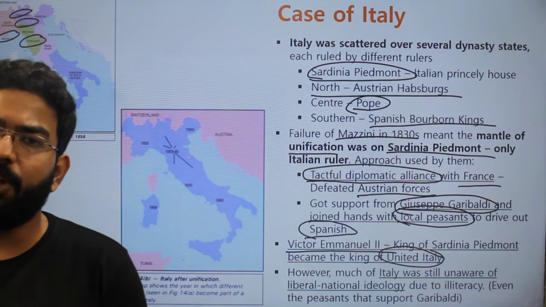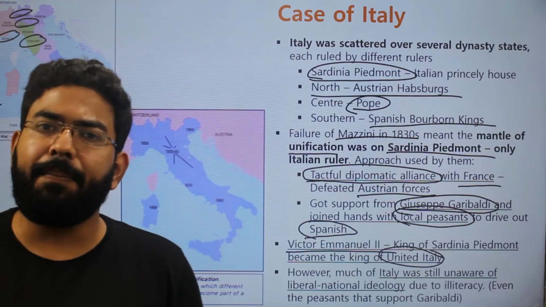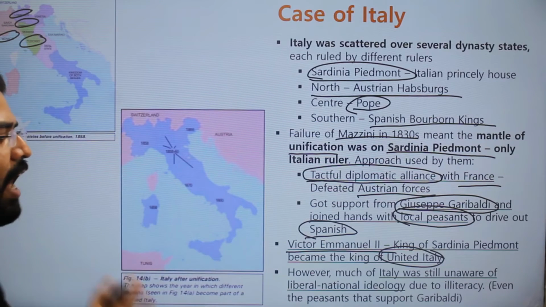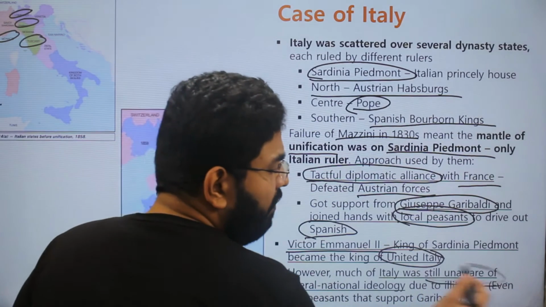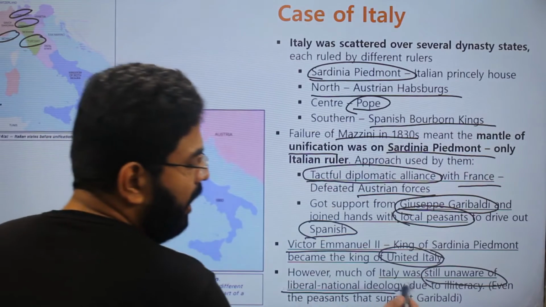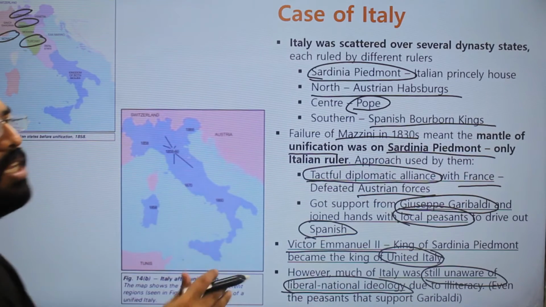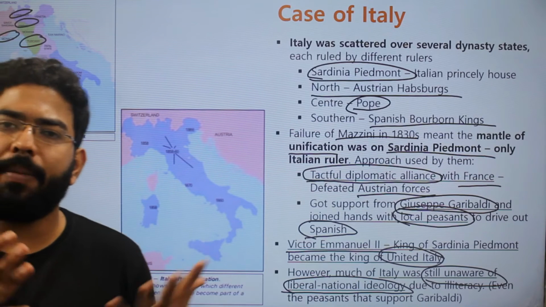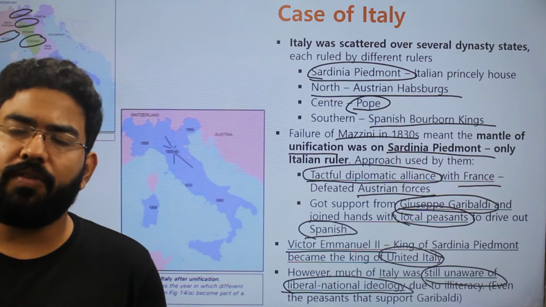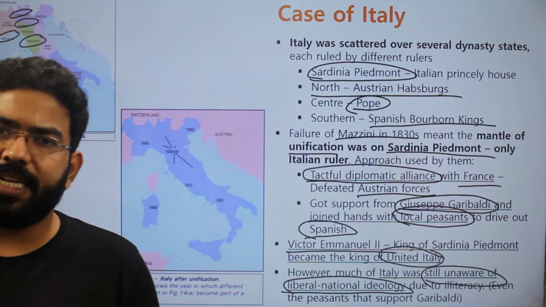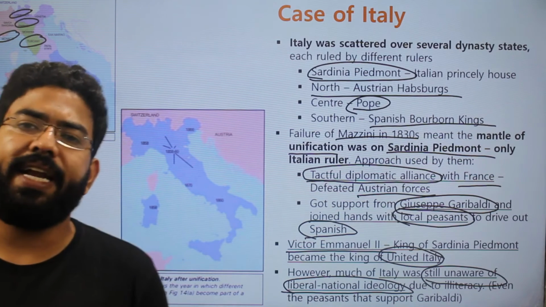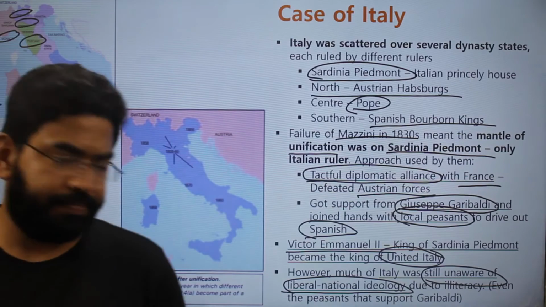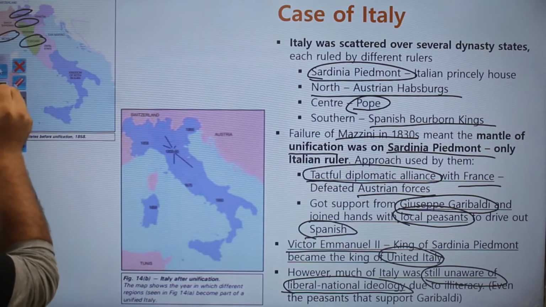He was originally a revolutionary, by the way, and he had very liberal ideas. But the liberal ideas that he had, the rest of Italy had no idea. So they were still unaware of the liberal nationalist ideology, but they were following him for the economic success that they could get from the unified Italy, the political success that they could get. But still, the liberal ideas that were there, they were ignored. So this is the case of Italy.